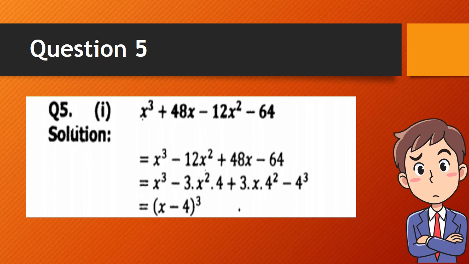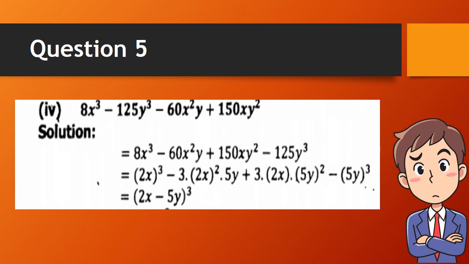Question number 5 is quite simple. You have x cube plus 48x minus 12x square minus 64. So you have understood the application of algebraic formulas. Now you can guess the algebraic formula from this statement. We are actually applying the formula for the cube, (a plus b) whole cube or (a minus b) whole cube. So you will be left with a cube minus 3 into a square into b plus 3 into a b square minus b cube. So you will replace the terms accordingly and we will be completing the formula: (x minus 4) whole cube.